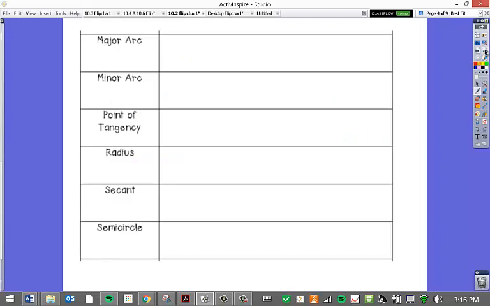Okay, so there's 2 types of arcs. So on our vocab sheet, a major arc: you pick 2 points, let's say A and B, on your circle. The major arc is the longest arc that connects those 2 points.